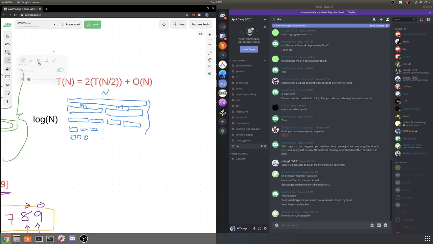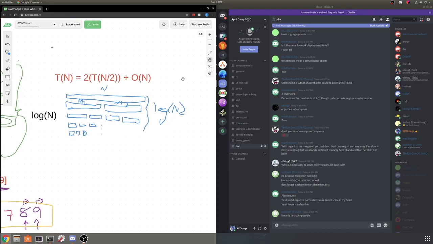This is log n. Yep. So you can think of this as a rectangle whose width is n and whose height is log n. Okay. Hopefully that answers your question.